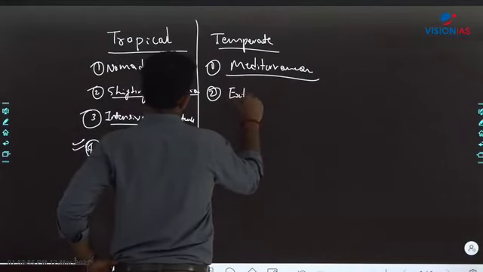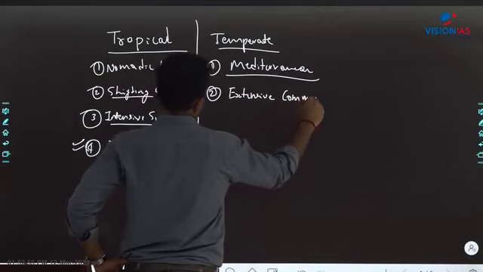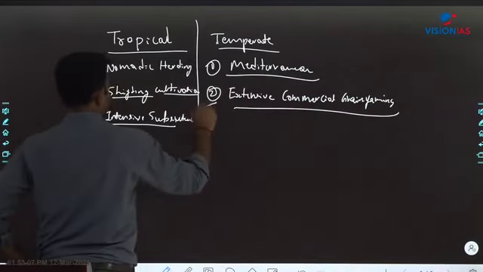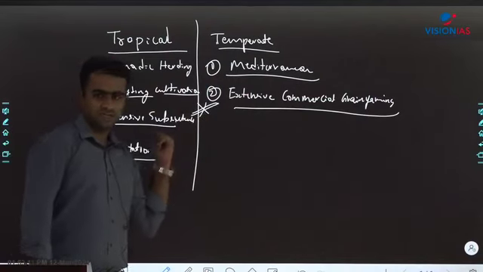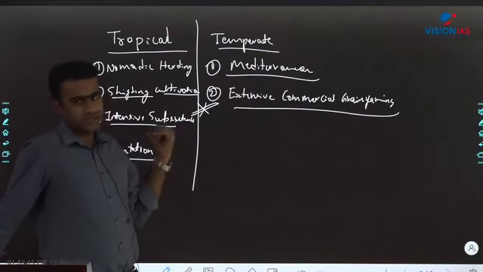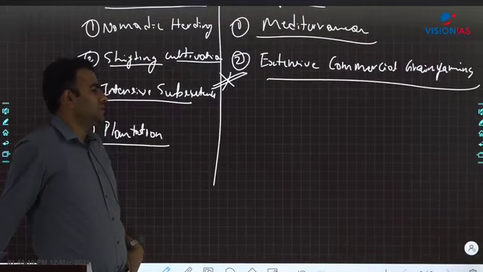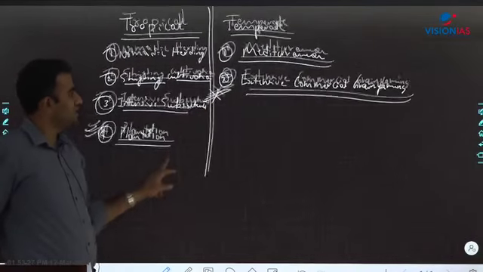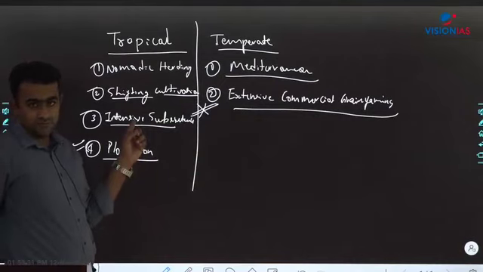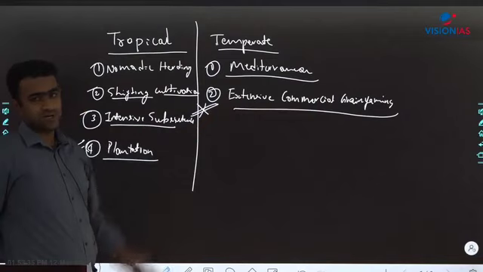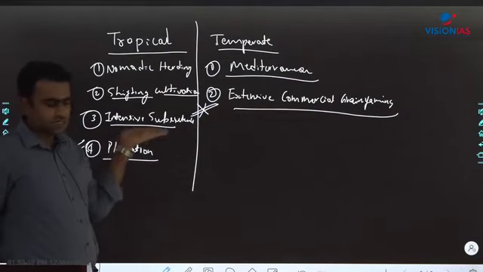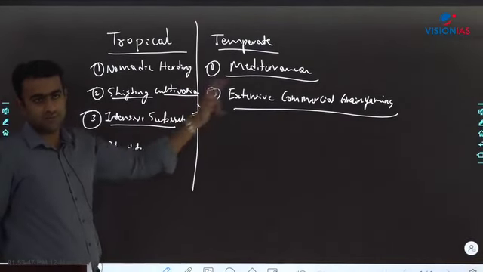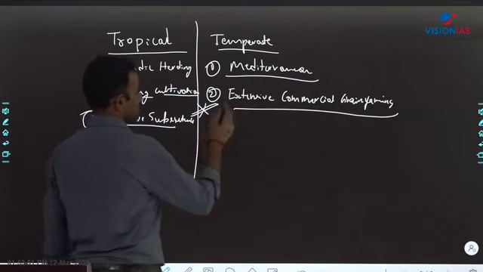Then we have extensive commercial grain farming. This is in opposition to intensive subsistence. Here it is extensive, here it is intensive, here it is subsistence, here it is commercial, here it is mainly rice, here it is mainly wheat. The patch of land per person available is very less here, here it is very high, and the population density is less here, population density is high here. Sorry, per acre output here is very high, per acre output is very low there, and the crops grown are mainly indigenous varieties. Here it is high yielding, scientifically managed varieties, and the per capita output is very low here and very high here. So that is extensive commercial grain farming.